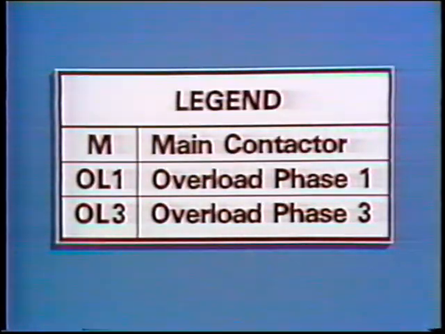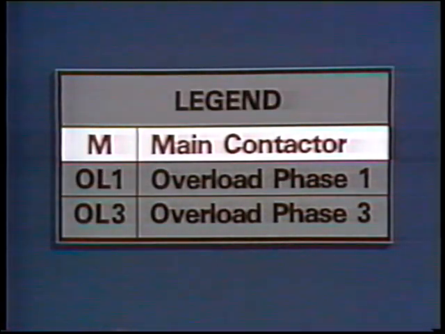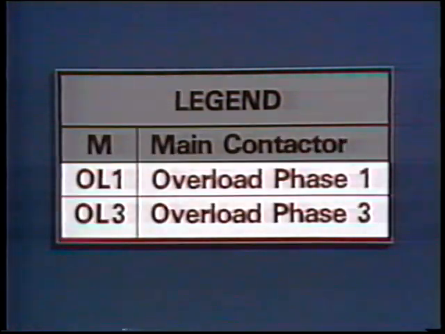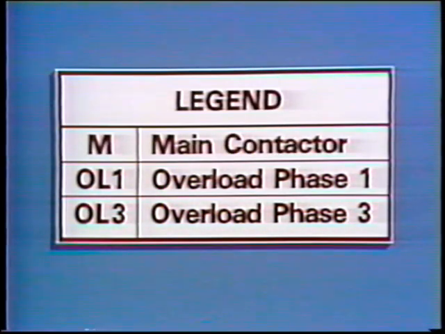For example, the legend for the controller we have just been examining shows that the letter M represents the main contactor of the controller. The letters OL1 and OL3 represent the overload device for phase 1 and phase 3. This is true for both the schematic and wiring diagrams of the controller. You'll find a legend to be an extremely useful aid in reading a controller's diagrams.